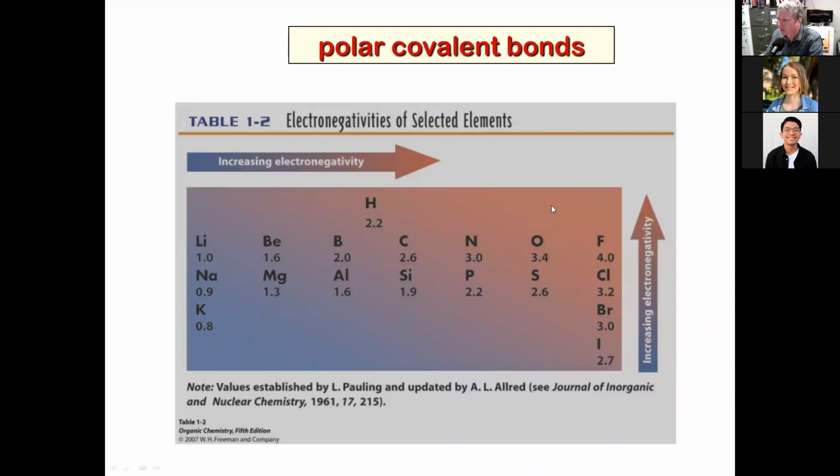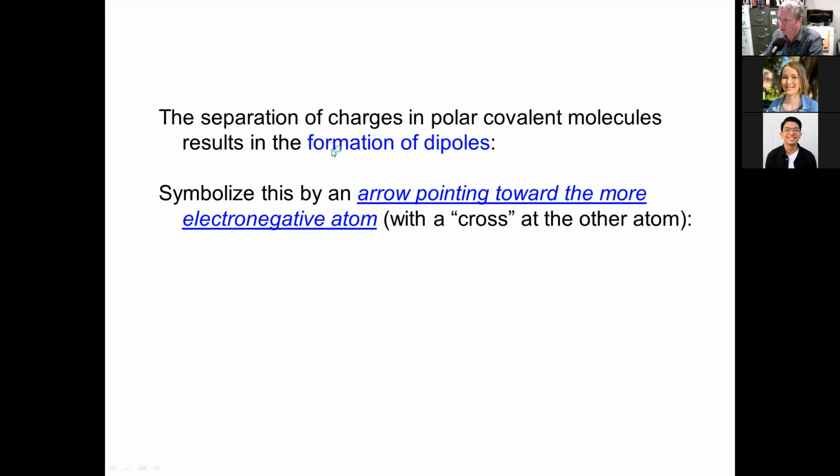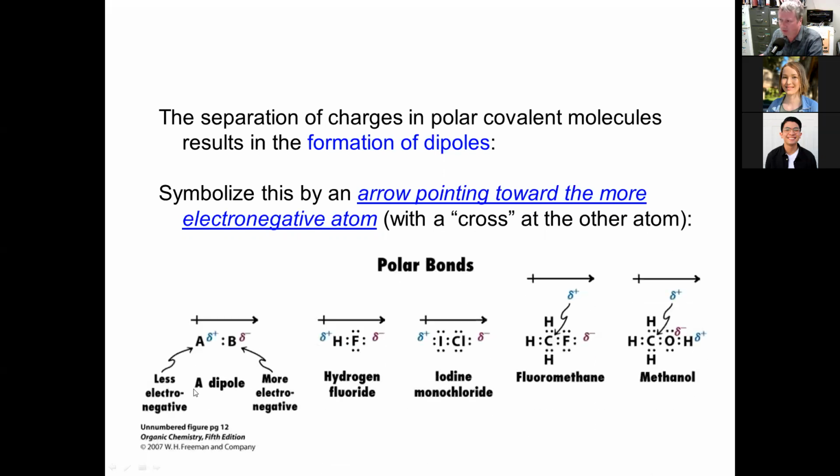The separation of charges results in the formation of a dipole. So when we have atoms that are connected with differing electronegativities, there's going to be something called a dipole. We're going to represent this when we draw a lot of molecules. One of the ways to do that is to draw an arrow towards the more electronegative atom, usually with a cross at the end of it. So these are a couple examples. If I have a molecule A and molecule B, B is the electronegative one and A is the less electronegative one.